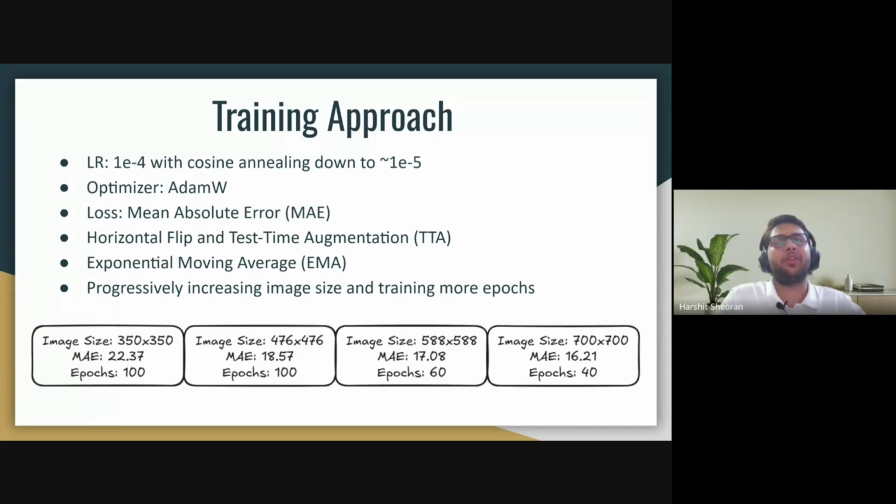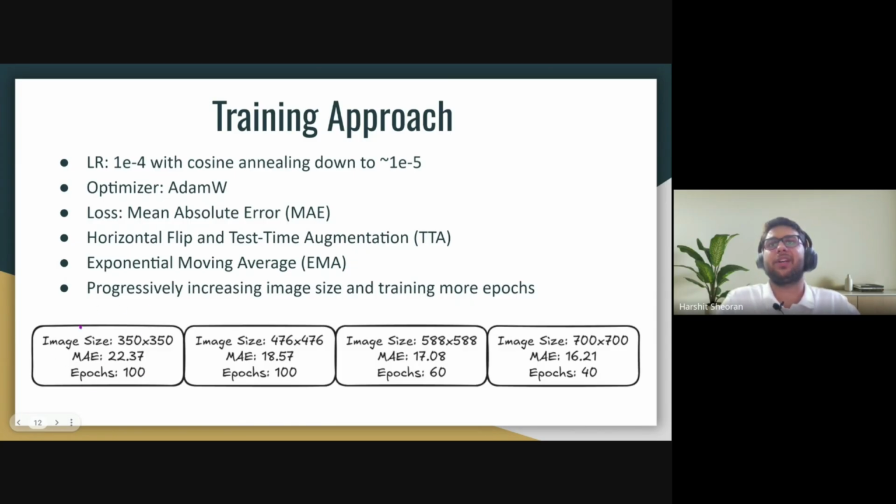I did add horizontal flip at training time. 50% of my samples get randomly horizontally flipped, and a test time augmentation to benefit from that horizontal flip at test time. Then exponential moving average, and I progressively increased the image size and trained more epochs. This was basically a necessity: training longer leads to better results, and increasing the image size makes sure that the model does not converge too soon.